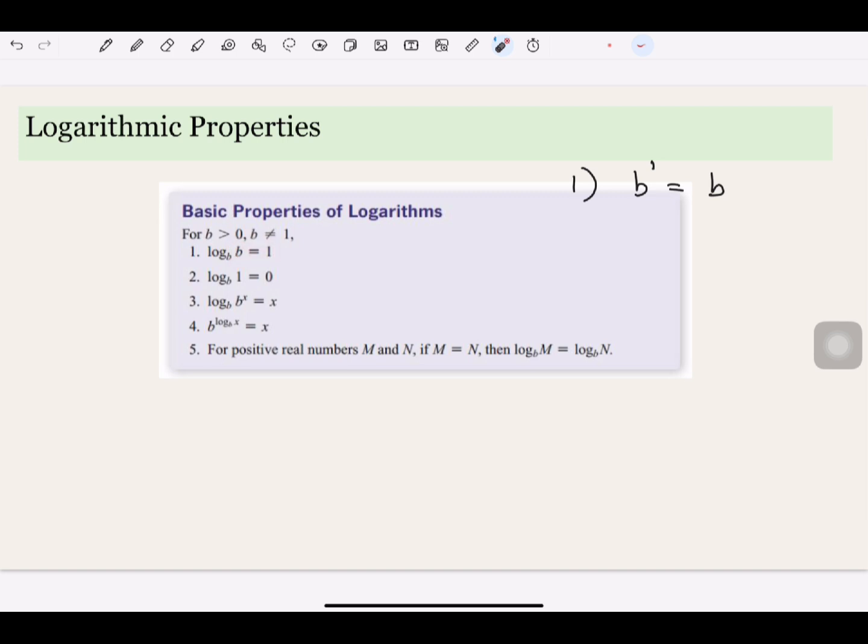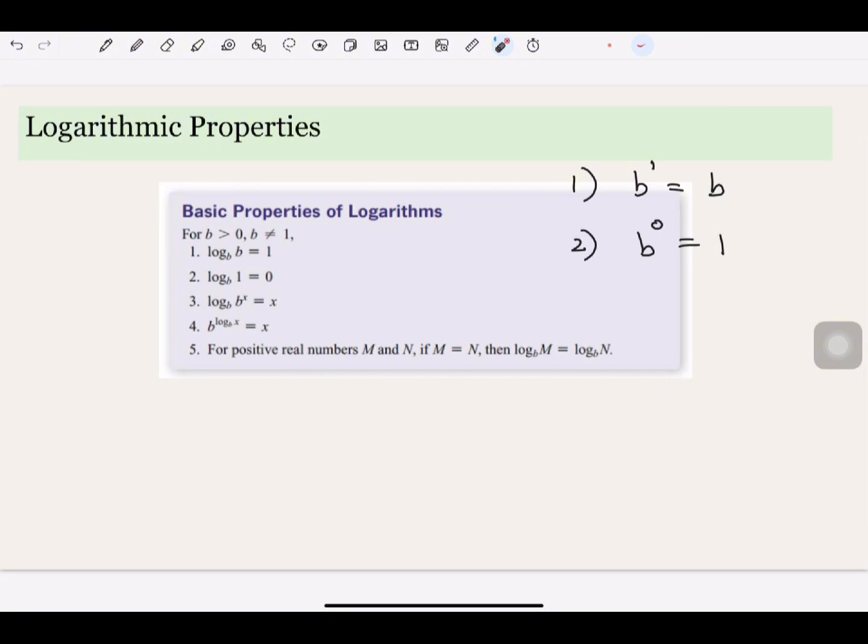Property number 2 is the logarithm of 1 with base b is equal to 0. This tells us the logarithm of 1 is 0 no matter what the base is. Why? It is because we know that b to the power 0 is equal to 1. So it doesn't matter which base we have. If you raise any number to the power 0, you'll get a 1.